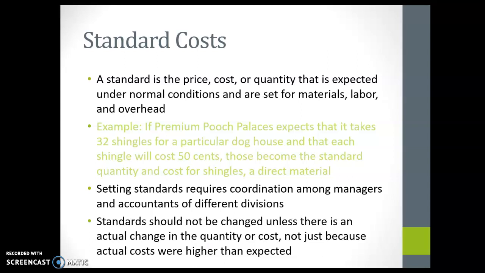All right, so the standard costs that we need to make both the master budget and the flexible budget are based on, okay, what is it? A standard is the price, the cost, the quantity, whatever it is that is expected under normal conditions. And these standards are usually set for materials, labor, and overhead.